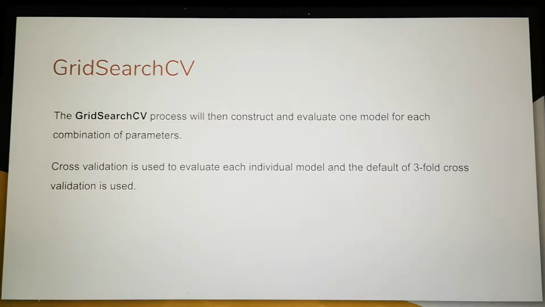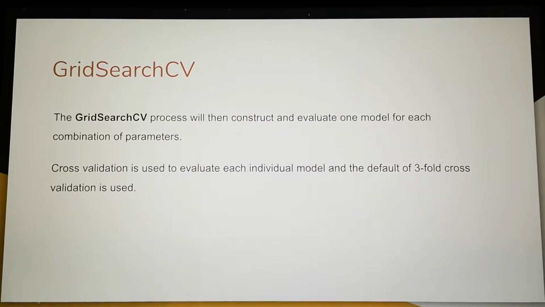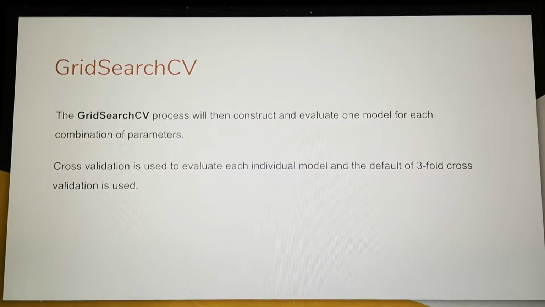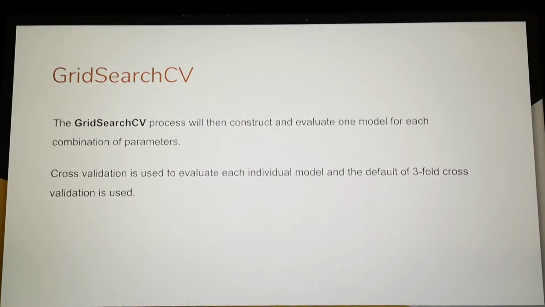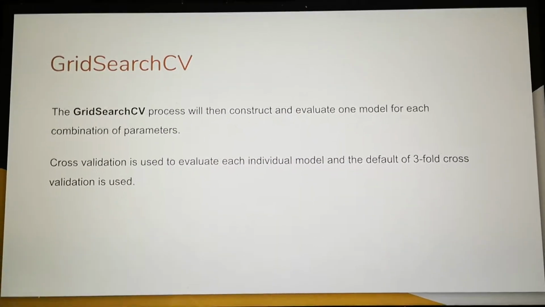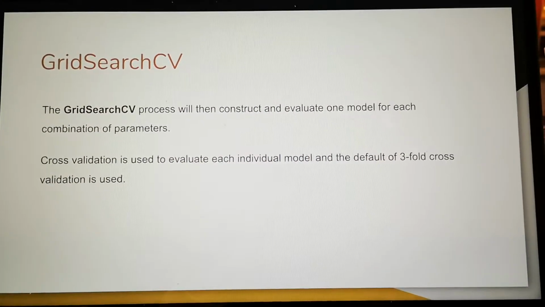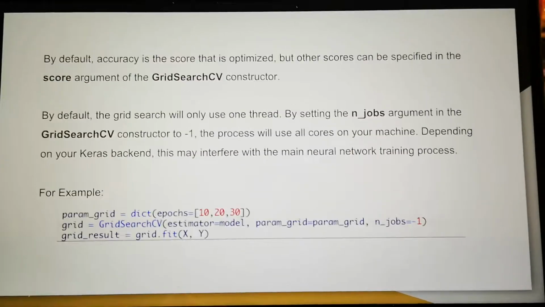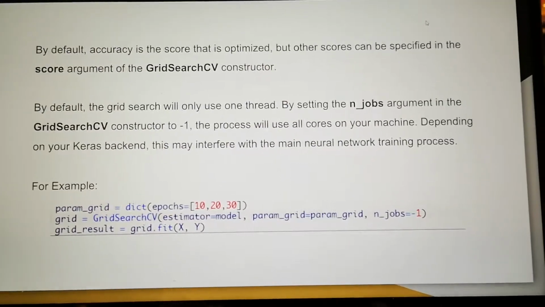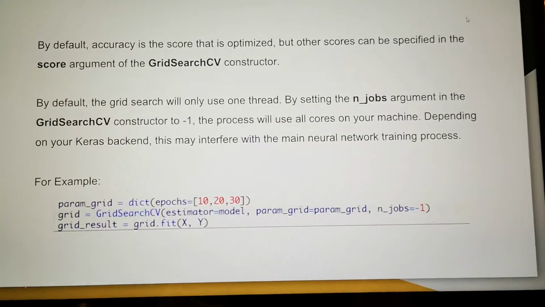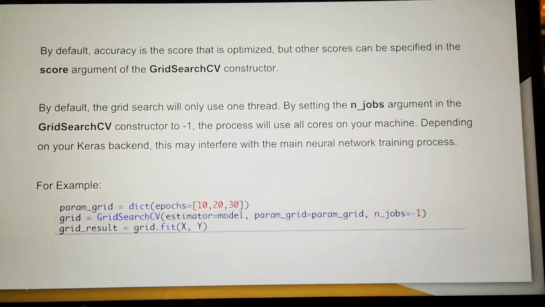And what does the GridSearchCV class do? It will construct and evaluate one model for each combination of parameters. Cross-validation is usually used to evaluate each individual model, and the default of threefold cross-validation is usually used. By default, accuracy is the score that is optimized, but other scores can be specified in the scoring argument of the GridSearchCV constructor.